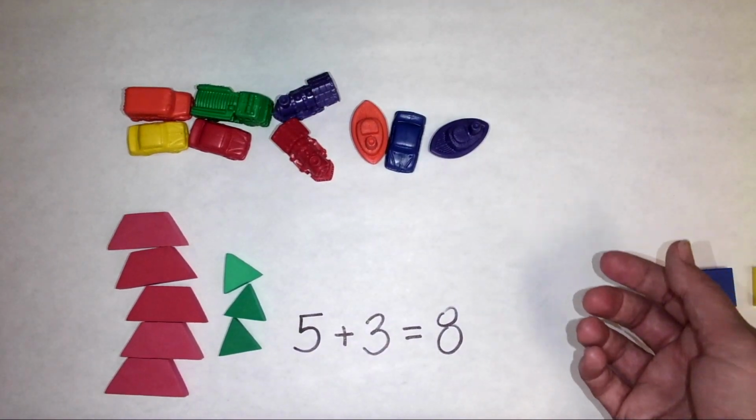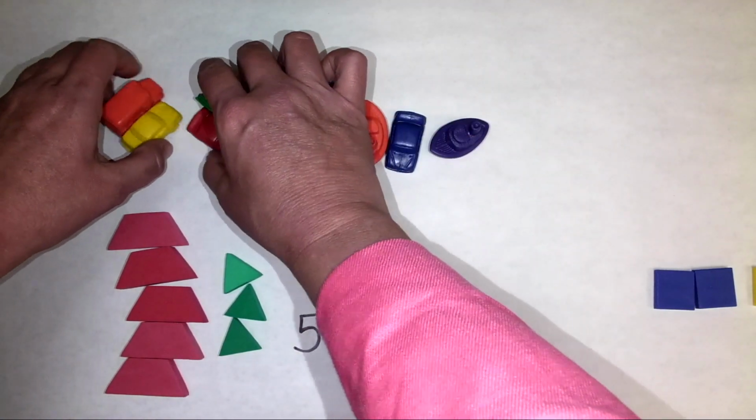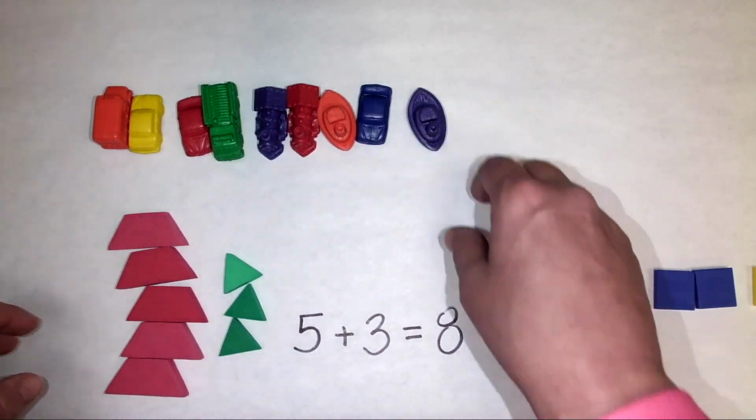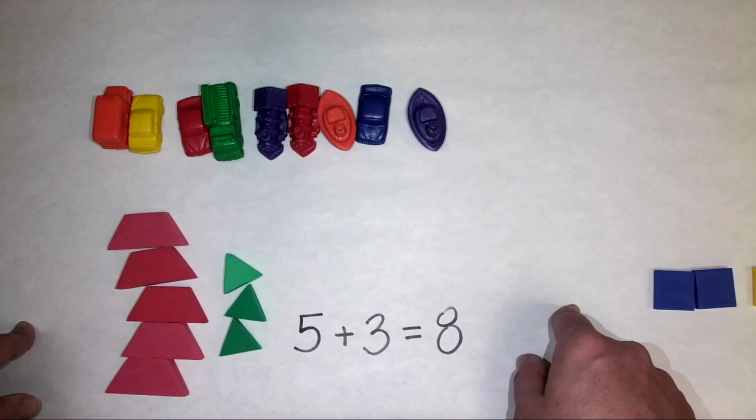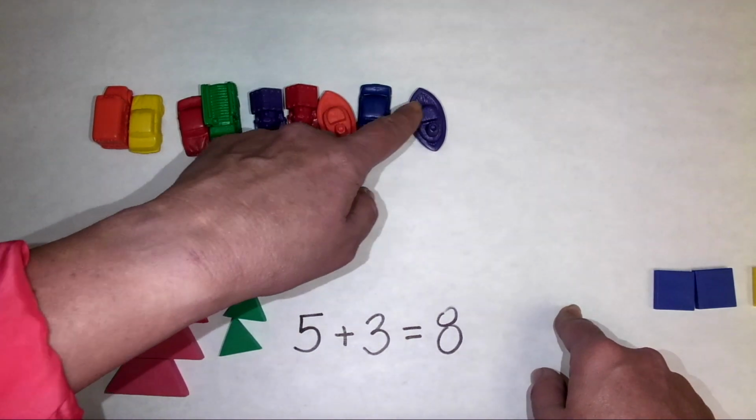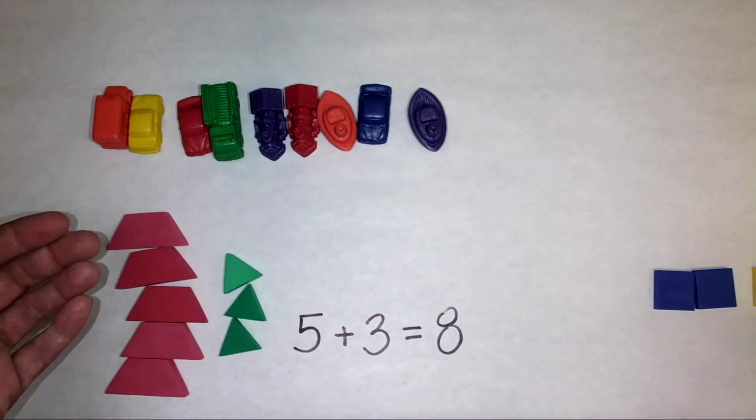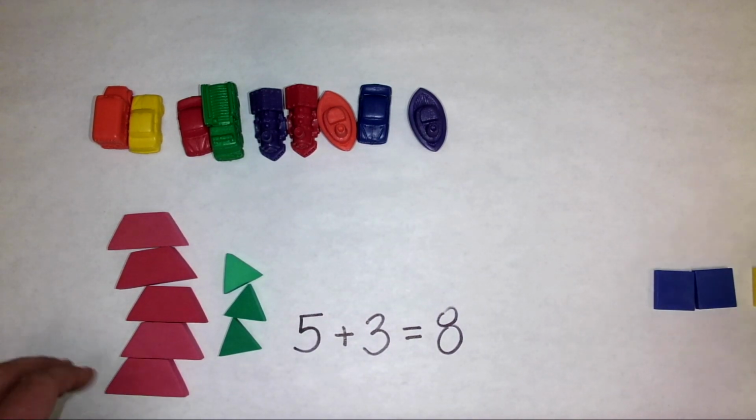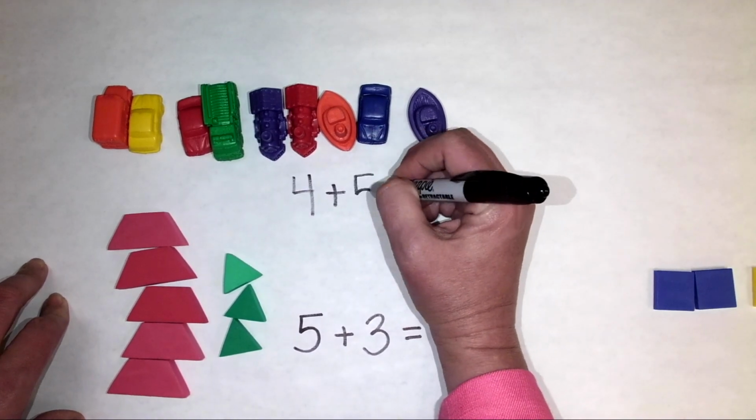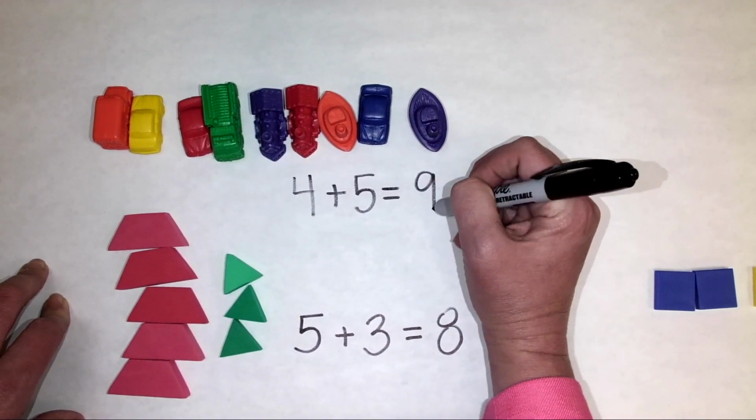And sometimes that looks a little bit messy, so one of the things I might want to do is line these sets up to make it a little bit easier for counting. So now I have 1, 2, 3, 4, 5, 6, 7, 8, 9. I composed 4 and 5 to make 9. So maybe I want to write that right here. 4 plus 5 equals 9.